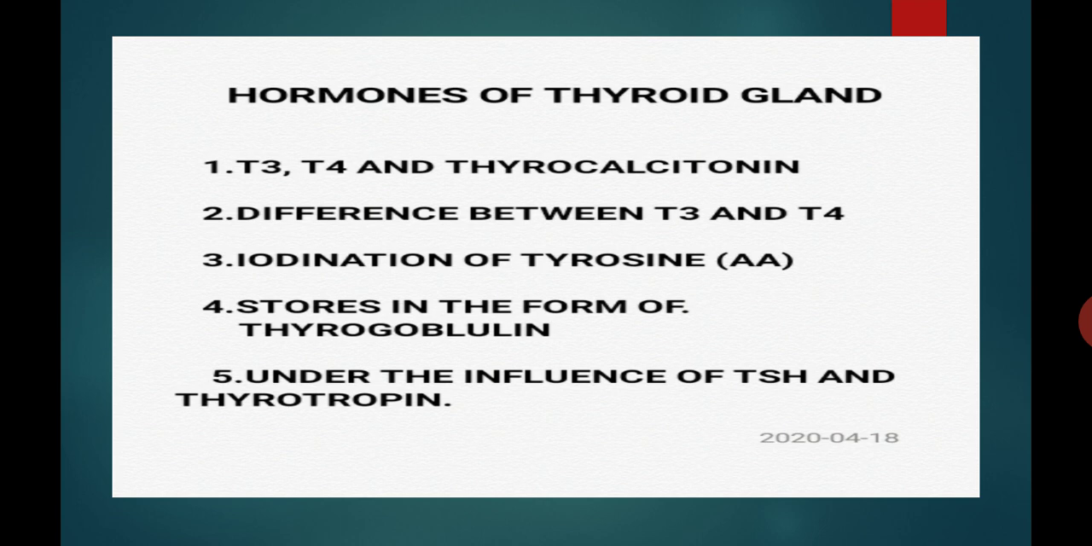T4 hormone. The full form of T4 hormone is tetraiodothyronine, which is nothing but your thyroxine hormone. So students, T4 hormone is also called thyroxine hormone. Further, this T4 hormone contains 4 iodine atoms. It is secreted or produced in a more quantity.